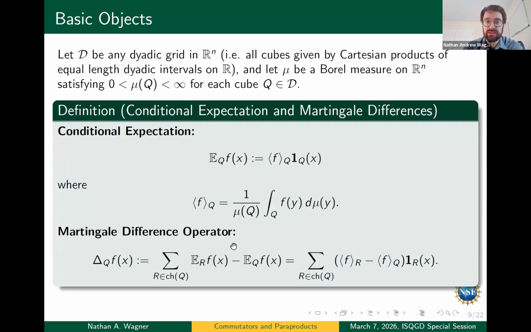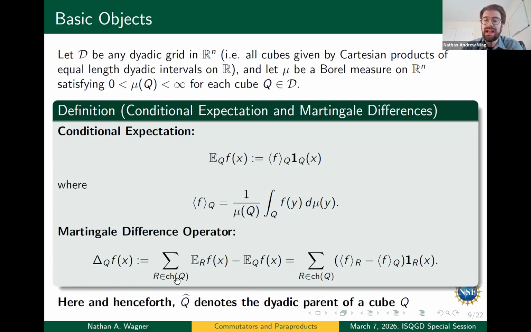And we can look at martingale difference operators, which are denoted by delta Q and given as follows. So this is the difference of expectations on the children minus the parent cube. And we're also going to use Q hat to denote the dyadic parent of the cube Q, just as in the one-dimensional case it denoted the parent dyadic interval.